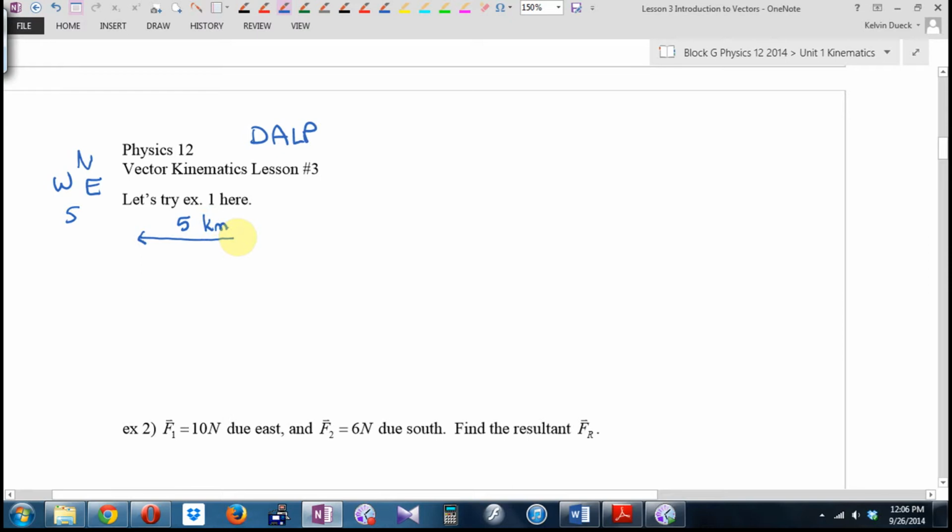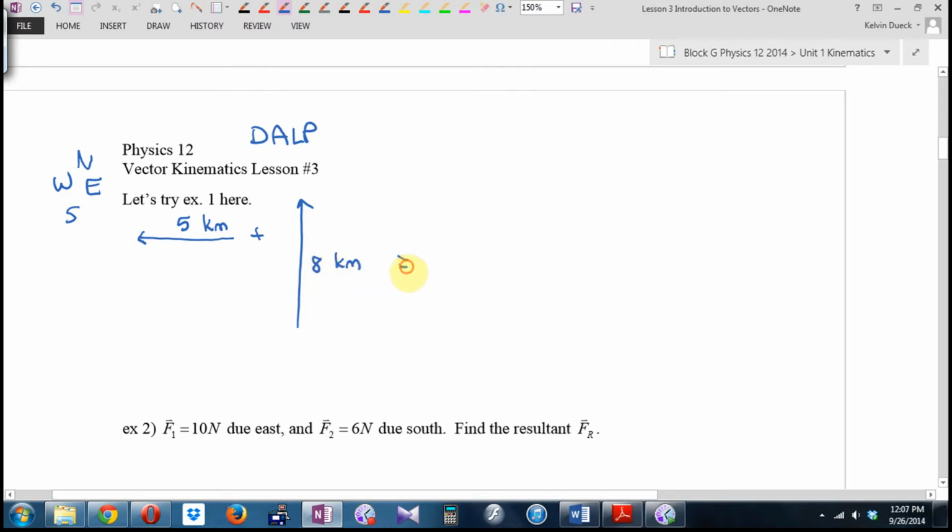And I'm going to try and draw this roughly to scale. What's the next vector that they want me to add to it? Magnitude and direction, Jordan. So 8 kilometers isn't quite twice as big as 5, but it is bigger. So I'll draw about like that.